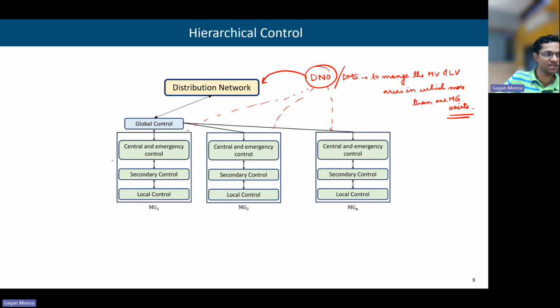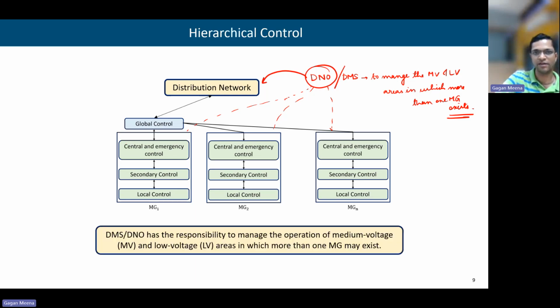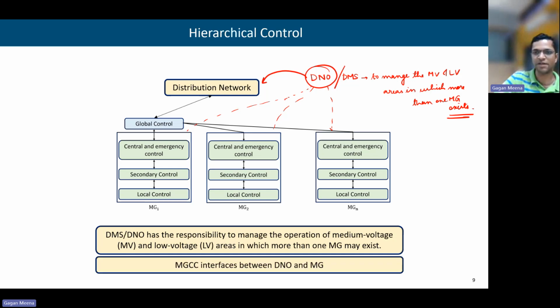Now we will see these different controls one by one. The same thing is written here. The DMS, DNO, has a responsibility to manage the operation of medium voltage and low voltage areas in which more than one microgrid exists. And this microgrid control center interfaces between the DNO and the microgrid.